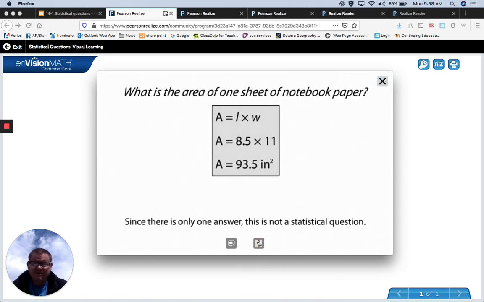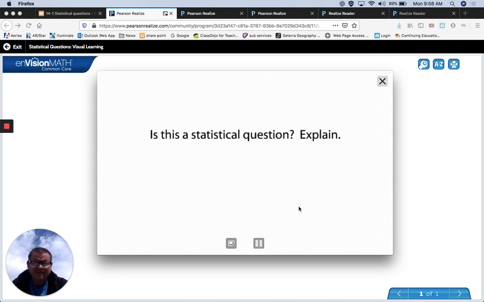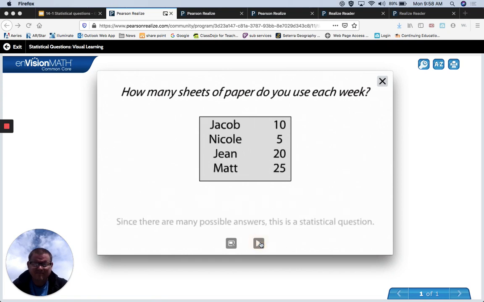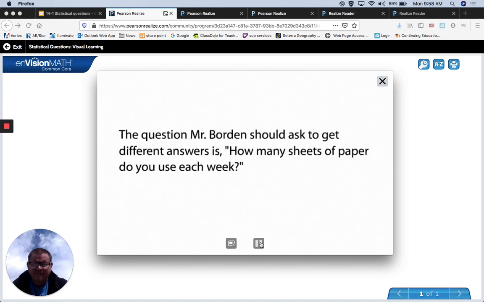So let's go on to the next one. Is this a statistical question? Explain. How many sheets of paper do you use each week? Since there are many possible answers, this is a statistical question. If you ask that question, you're not going to get the same answer from each person, because if you write very, very large, not to mention any names, Mackenzie, or very, very small, you are going to use different rates of paper each week, so you're going to get different answers.